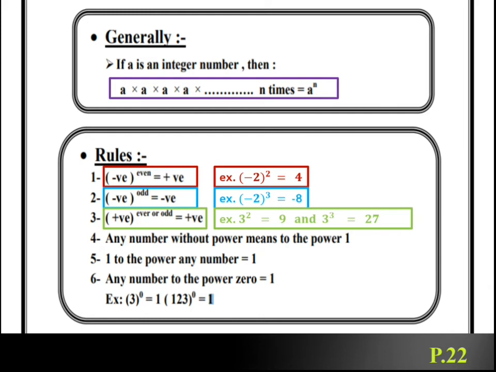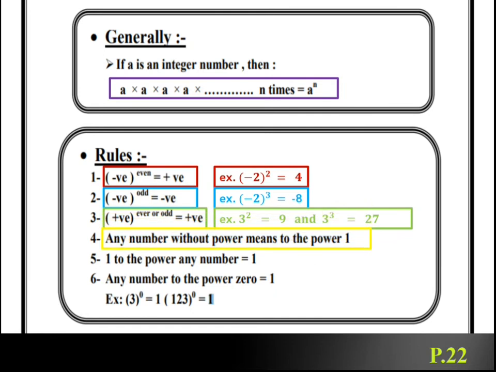So again, we have 3 very important rules. The first one, negative number with an even power, the answer will be positive. The second one, negative number with an odd power, the answer will be a negative number. And number 3, positive number with even or odd power, the answer will be a positive number. Okay? Let's go to rule number 4.